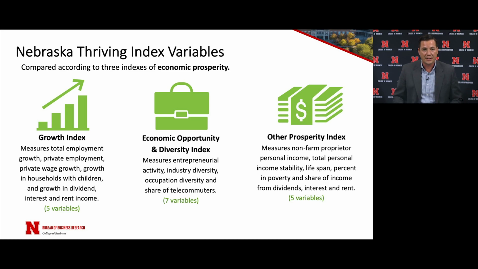So what you see here on the slide, again, these are measures of economic prosperity. So we have the Growth Index, the Economic Opportunity and Diversity Index, and Other Prosperity Index. Below, you can see the different variables that were included. Just to give you an idea of what these economic prosperity measures are designed to do, the Growth Index includes multiple measures of growth, primarily over the 2014 to 2017 period, so measuring change over that time on the variables that you see. So it's really just looking at sort of a longitudinal measure of how our regions have changed on the 5 variables that you see on the screen.